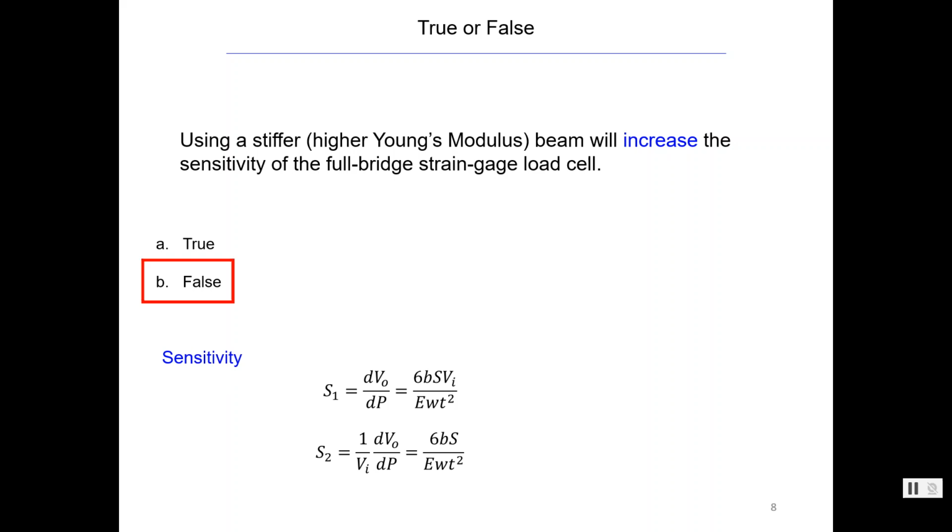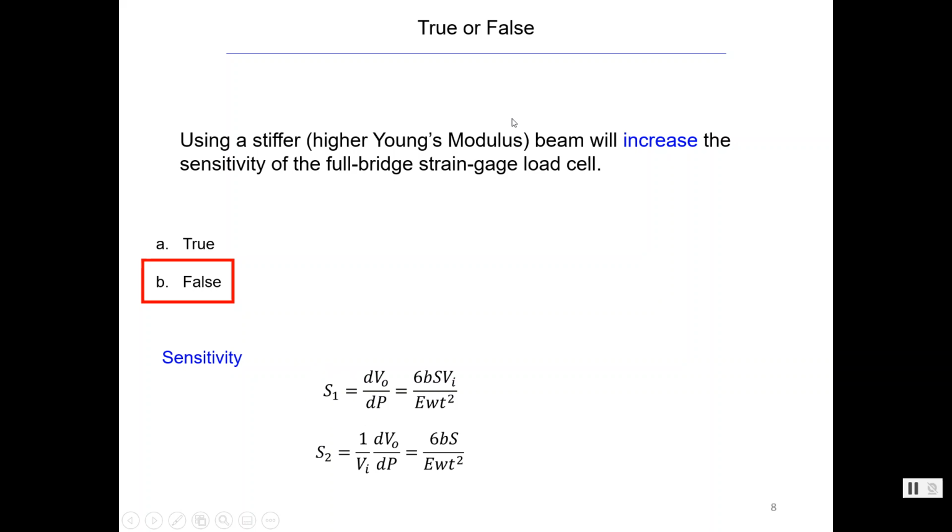Answer is false. So if we look at those sensitivity equations, if it's stiffer, means Young's modulus is going to be greater, then since that is in the denominator, it means our sensitivity is going to be smaller. That would make it false.